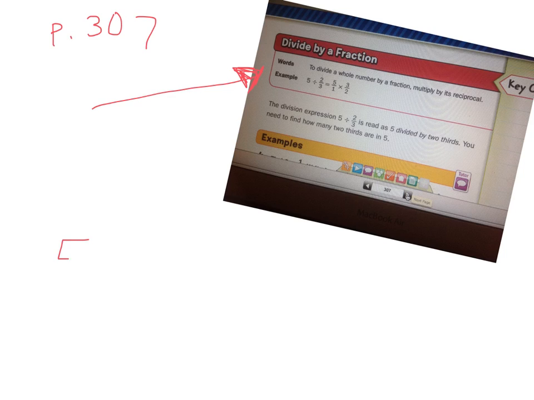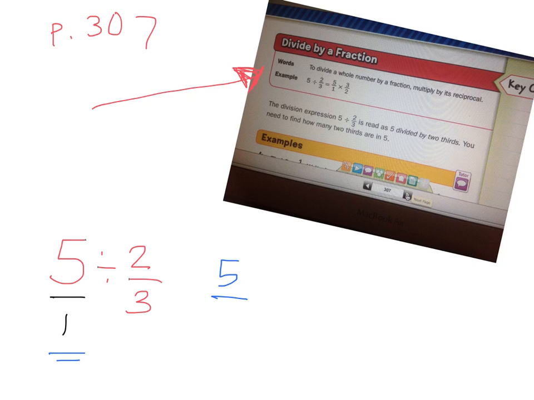They are showing you 5 divided by 2/3, okay? Remember, really, a whole number is 5 over 1. As a reminder, you cannot divide. So we are going to, I'm going to take that off for you. We are going to keep the first fraction the same always.